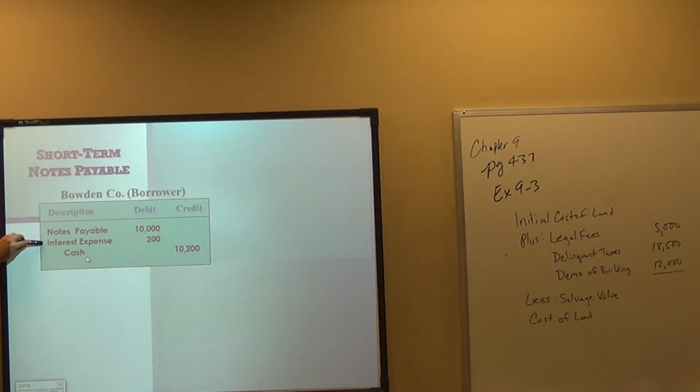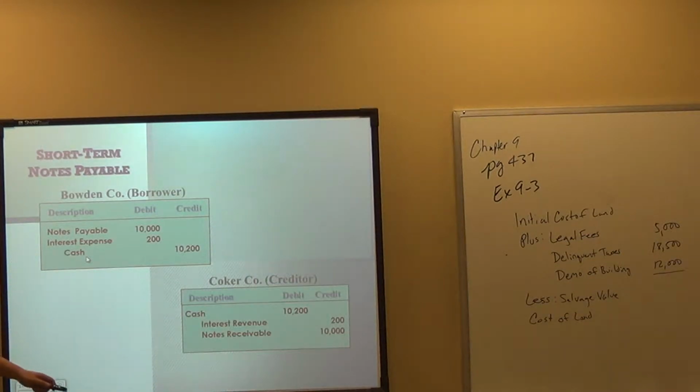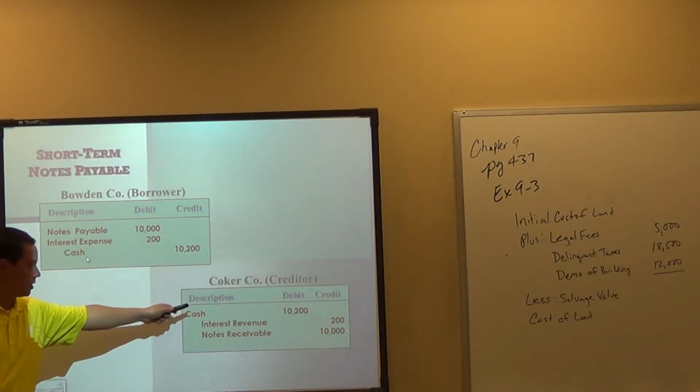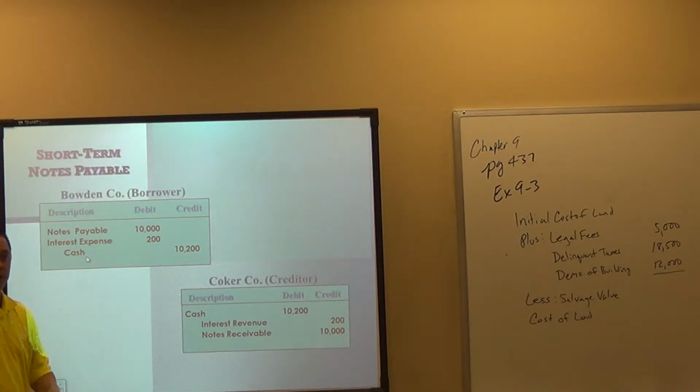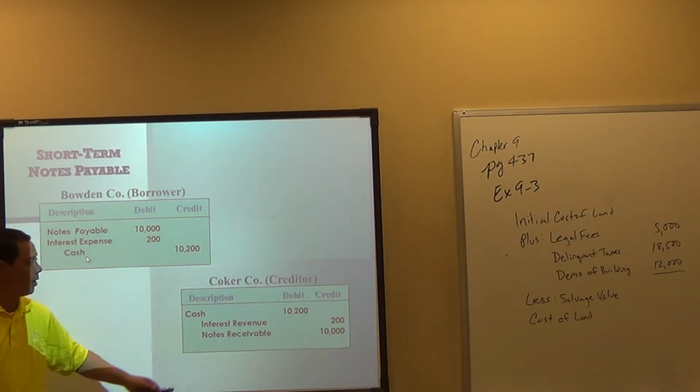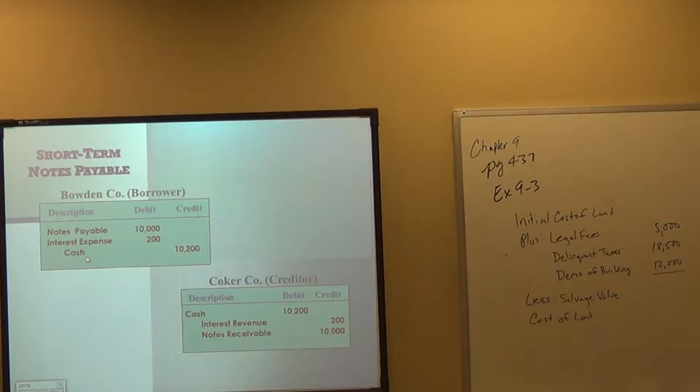We have interest expense, and then we have a cash outlay of $10,200. So we're moving our asset there, and we've also increased our interest expense. And on this side, we get that cash in. So that's our cash, $10,200. Interest revenue, additional revenue that we have, and our notes receivable now is removed because now they have paid their debt to us.